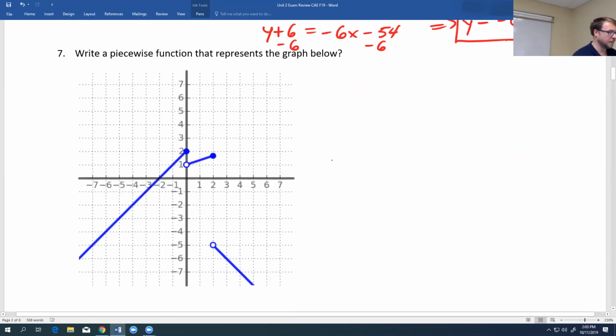All right. The next part, write a piecewise function that represents the graph below. Ooh, this one could get a little messy, right? So, if we think about point slope form, sometimes that gives us an opportunity to write down the equation of a line really fast. I'm looking at that middle guy though, and I'm like, what the heck's going on with that one?